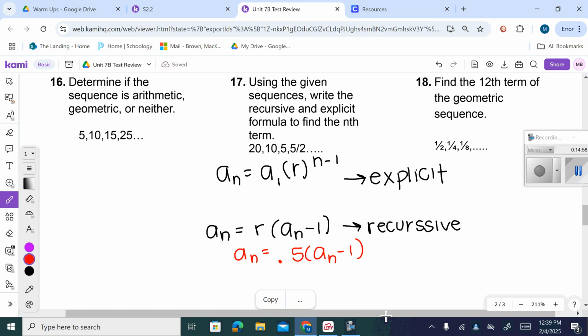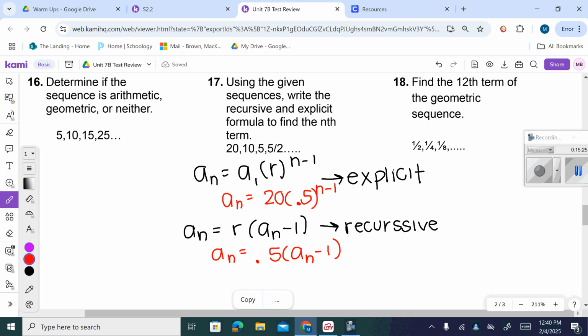To write my explicit, I still need the ratio, but I need one other thing. What is that other thing you need? Your start. Okay, what's the start on number 17? 20. What's your ratio? 0.5. 0.5 raised to the n minus 1. Now, did it ask you to solve for anything on 17? No. But 18 asks you to find what term? The 12th. So if it had asked you on 17 to find the 12th, where would that 12 go? Where the n is. Everybody okay with that? All right.